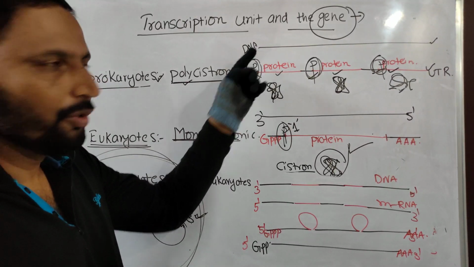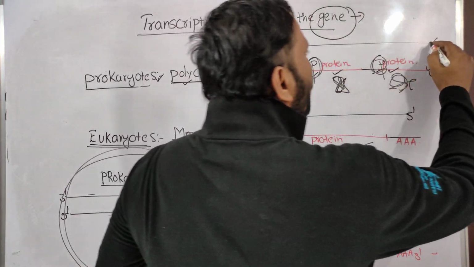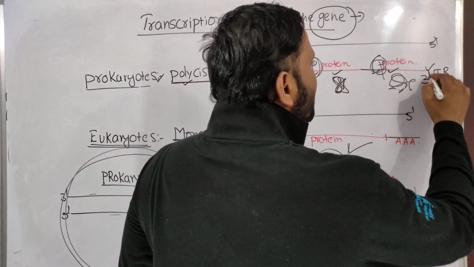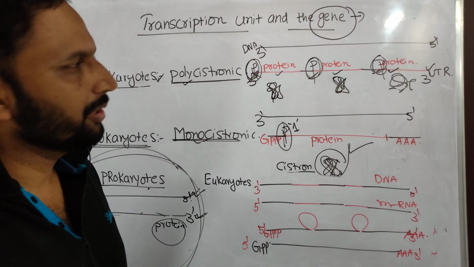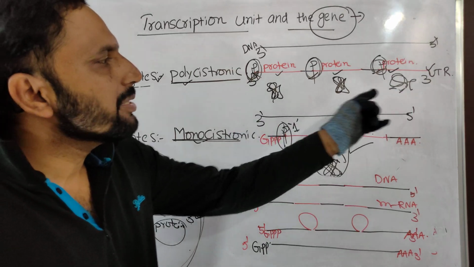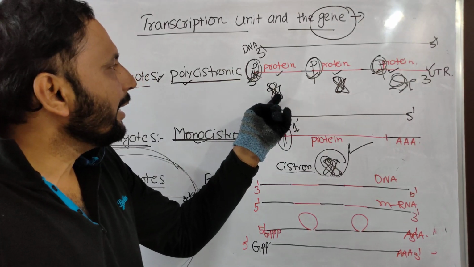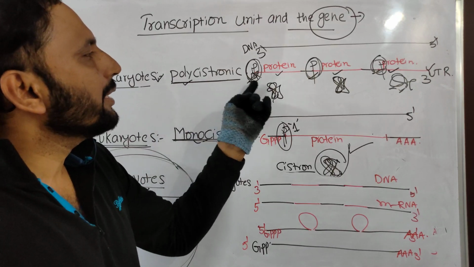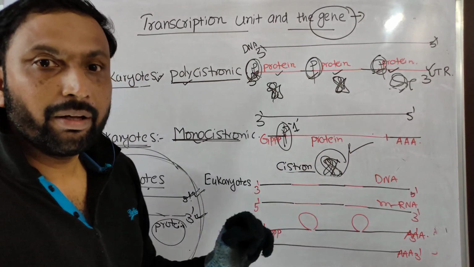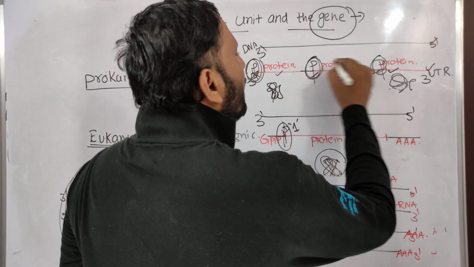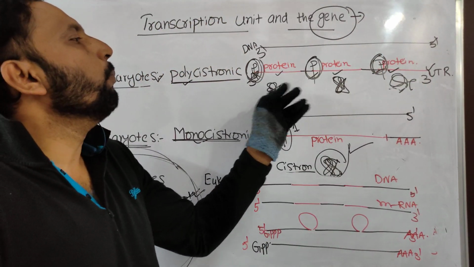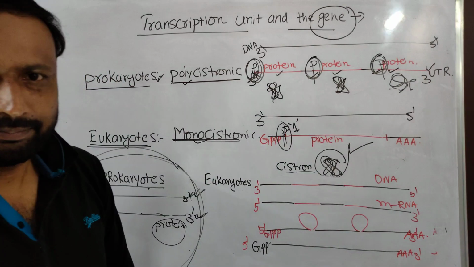Polycistronic, this is the DNA. You know, the DNA 3 to 5 prime strand forms mRNA. mRNA is always formed in the 5 to 3 direction. So DNA is forming the mRNA. This mRNA is involved in protein synthesis. Especially here in prokaryotes, that mRNA is involved in the synthesis of many proteins. Many proteins are synthesized because it contains many promoters. Due to the presence of more promoters, more proteins can be synthesized from one mRNA.